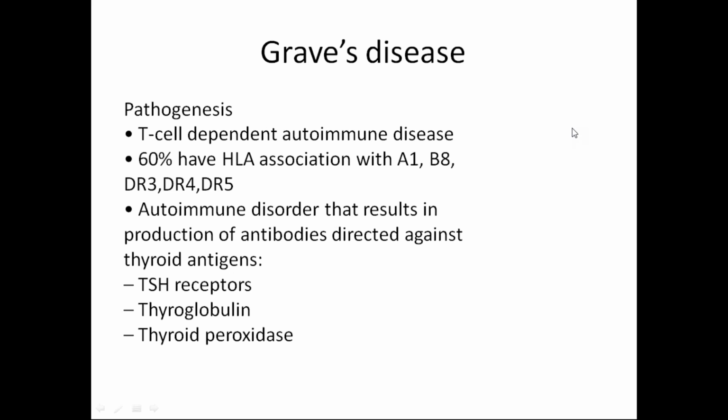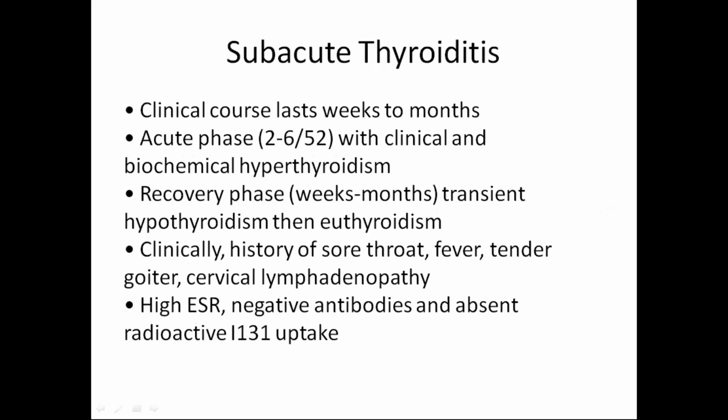Okay, coming to the most common, Graves' disease. The pathogenesis is a T cell mediated autoimmune disease, and it is associated with HLA A1, B8, DR3, DR4, DR5. An autoimmune disorder that results in production of antibodies directed against thyroid antigens like either the receptor or the thyroglobulin or thyroid peroxidase. Okay, all these antibodies have been produced and they stimulate the overactivity of T4. Okay, that is Graves' disease.